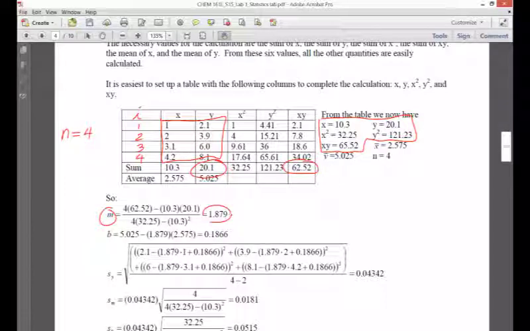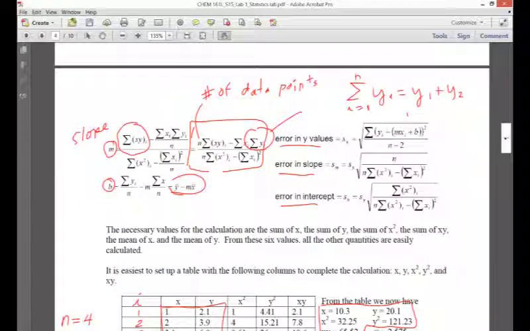Now, to calculate the y-intercept, you're going to use the slope in that calculation. You're also going to be using the average x and y values, and then you can calculate the y-intercept. Now, once you have the slope and the y-intercept, you'll be using those in these calculations down here. And what I mean by that is you can see the slope is in here, and the y-intercept is in this calculation here. So to get the error in y, you need the slope and the y-intercept.